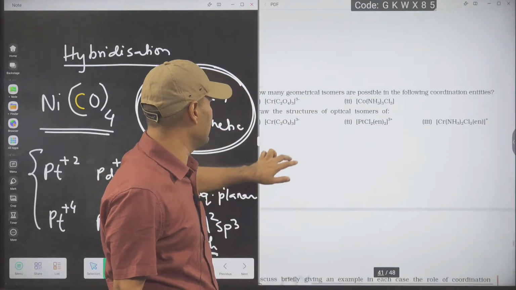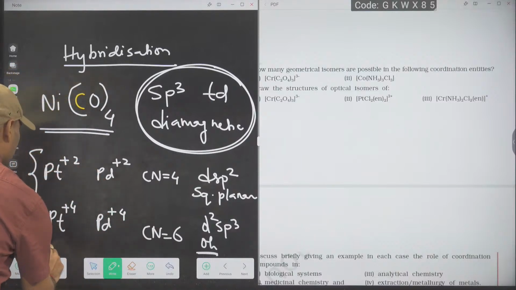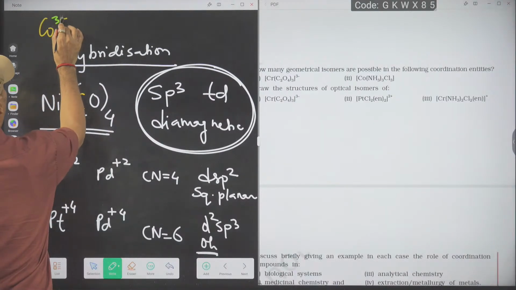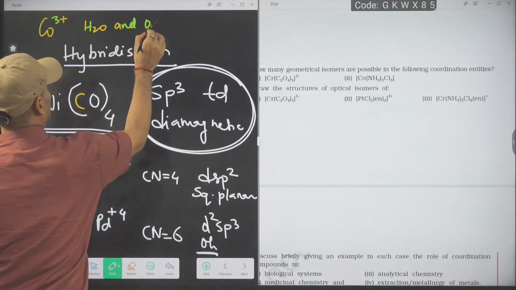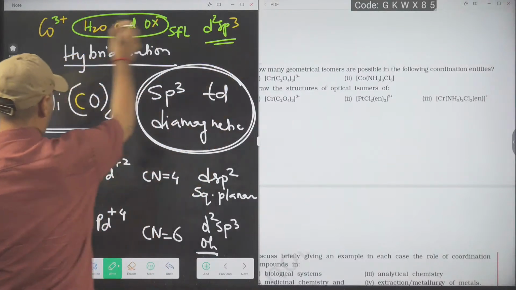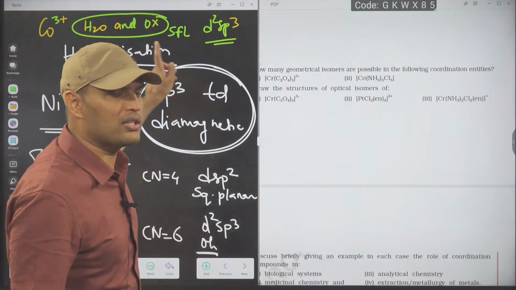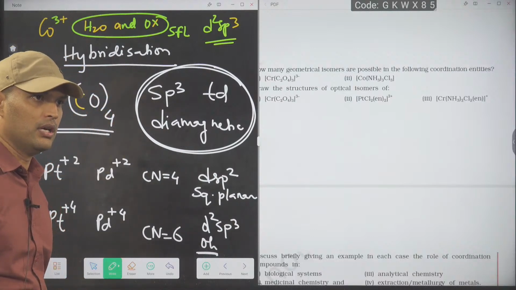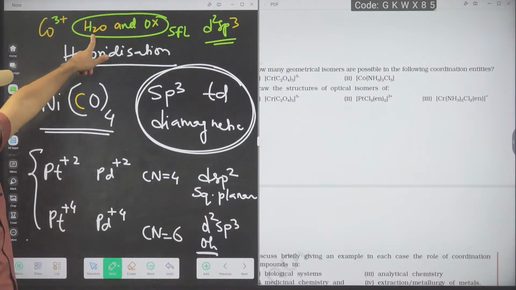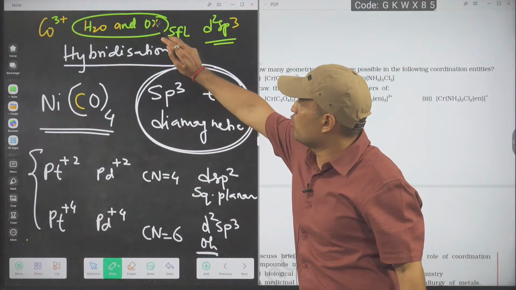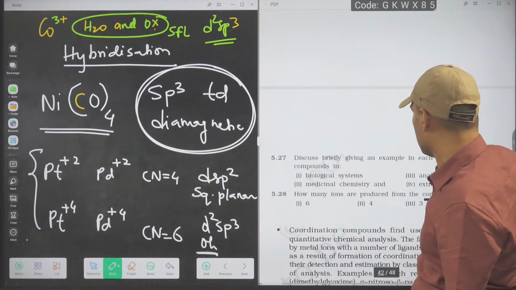All these are in NCERT. One more you can remember. Which one? You remember cobalt 3 plus. Cobalt 3 plus with water and oxalate behaves as a strong field ligand, d2sp3. So these 4 examples only in hybridization. If you just remember these 4 examples, chances are the question may come from here only, and you can solve it very easily. Ni(CO)4, palladium, platinum, cobalt with H2O and oxalate, that is behaving as a strong field ligand. Hybridization is d2sp3. Don't forget cobalt with oxalate. We can find examples based on this, cobalt and oxalate.